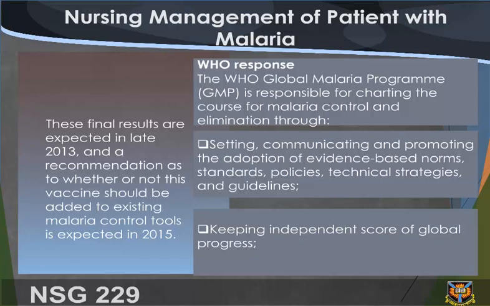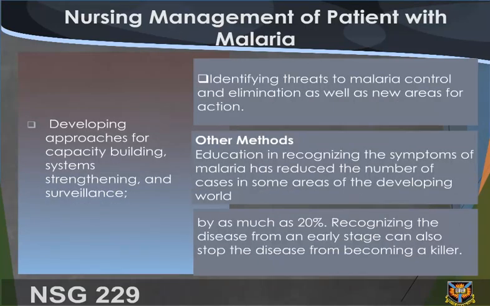WHO response. The WHO Global Malaria Program, GMP, is responsible for charting the course for malaria control and elimination through setting, communicating, and promoting the adoption of evidence-based norms, standards, policies, technical strategies, and guidelines, keeping independent score of global progress, developing approaches for capacity building, systems strengthening, and surveillance, and identifying threats to malaria control and elimination, as well as new areas for action.